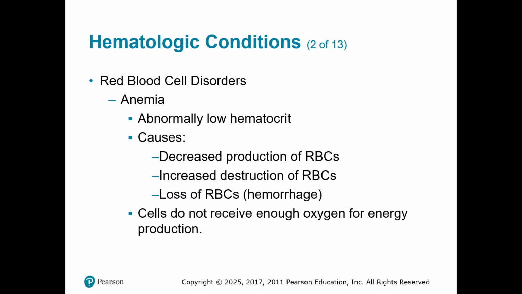So when we talk about red blood cell disorders, anemia, right? Abnormally low hematocrit. The causes of this are decreased production of red blood cells, increased destruction of red blood cells, or simply losing red blood cells to hemorrhage. These cells do not receive enough oxygen for energy production. It also could be a loss of iron, because hemoglobin needs iron to be present. So sometimes you can be anemic secondary to an iron deficiency.